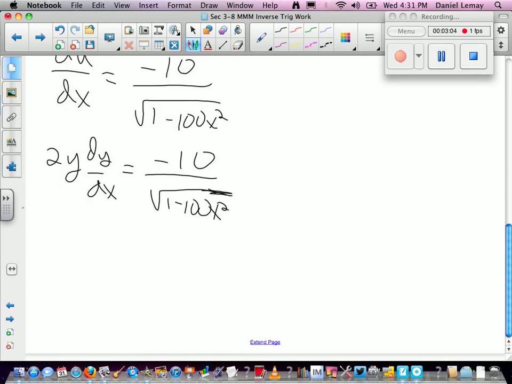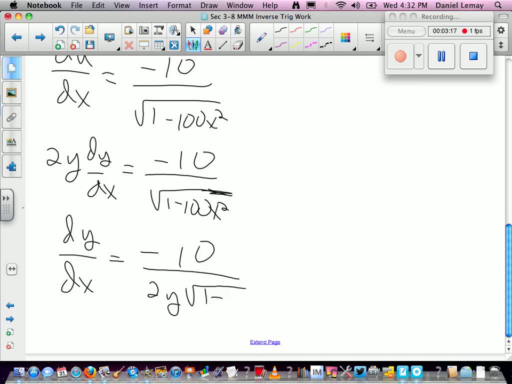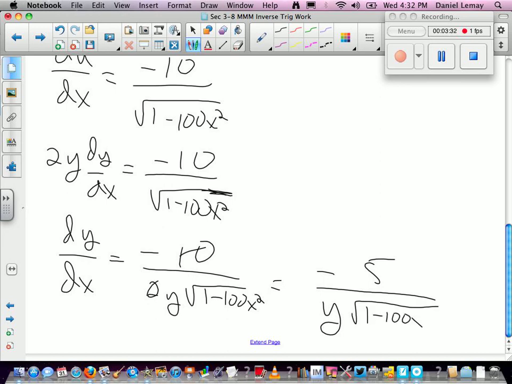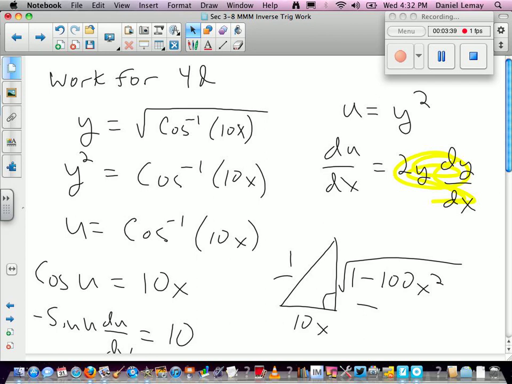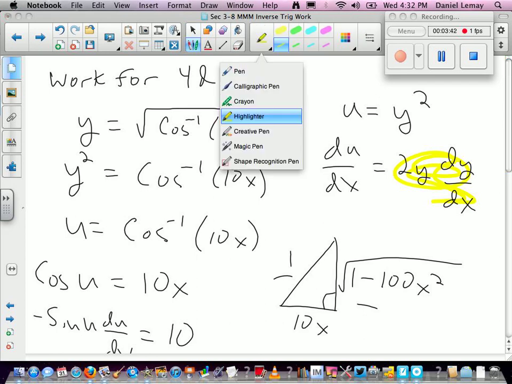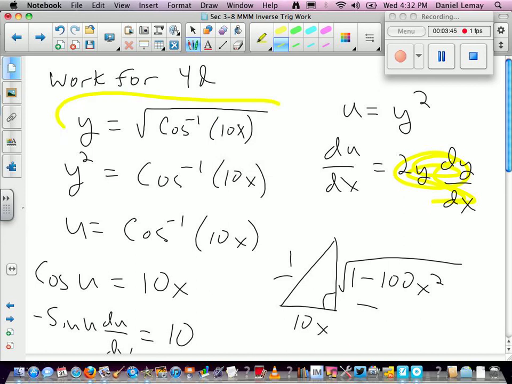Okay, so now let's solve this for dy dx. I'm going to divide both sides by 2y, and of course I'm going to do that simplification in a minute. So I know 2 goes into 10 5 times. So negative 5 over y times the square root of 1 minus 100x squared. And then we want to get rid of the y. So if we go back up to the original, we see that y equals this mess, right? So we know y equals that.